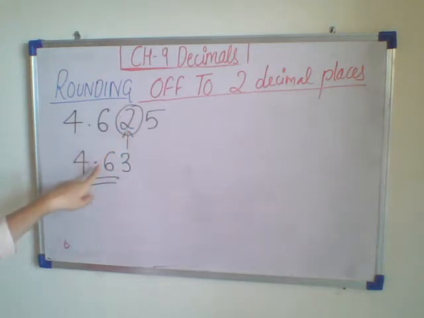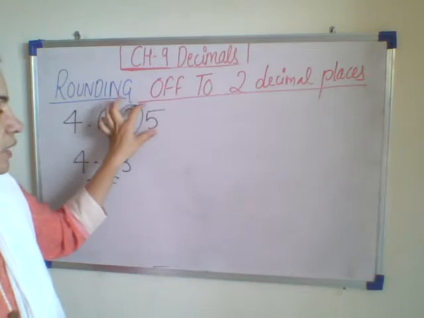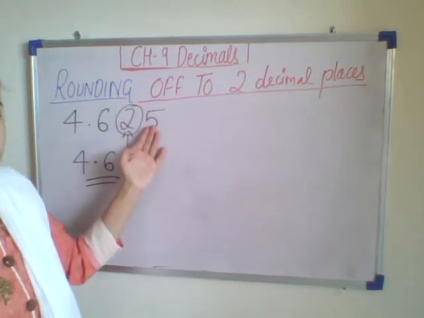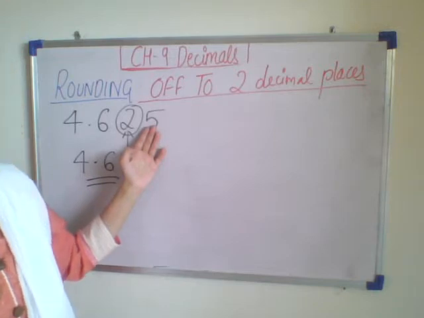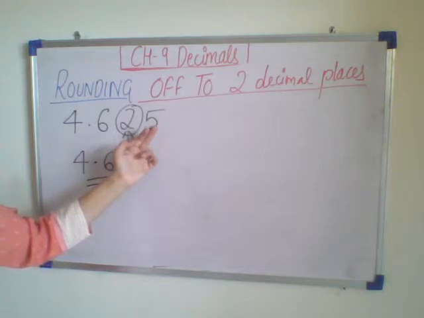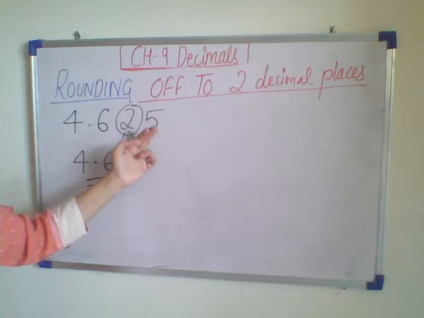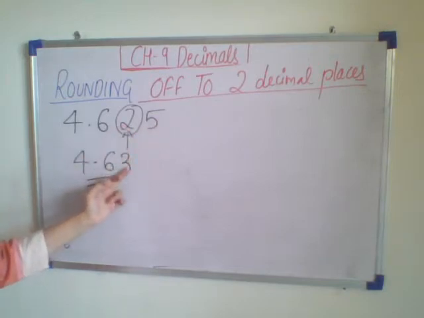Now in the second step, examine the digit to the right of the rounding place digit. What is the digit at the right of the rounding place digit? It is 5. So, in the third step, if that digit is greater than 5 or equal to 5, we have to add 1 to the rounding place digit.